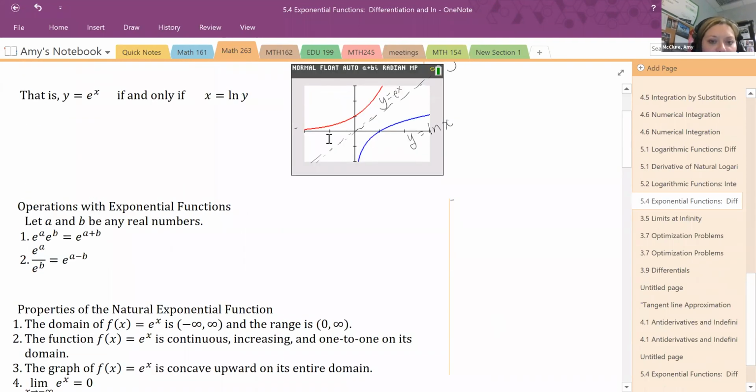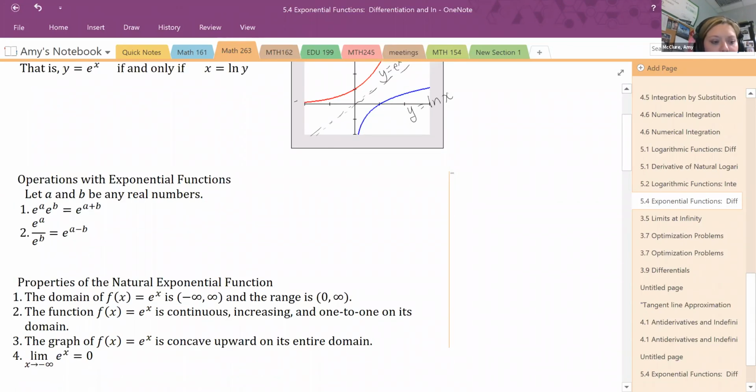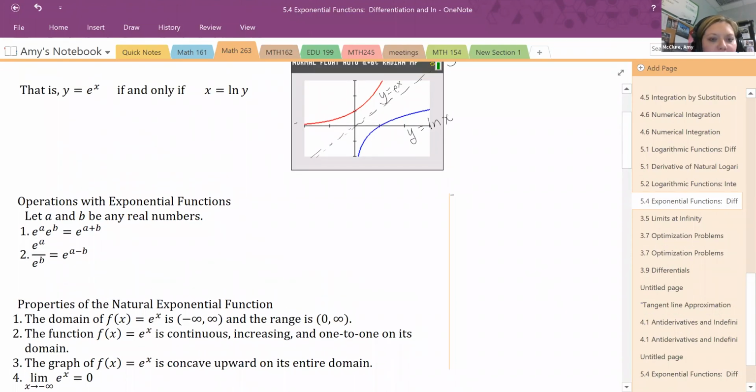This red function, e to the x, is always continuous, always increasing, and one-to-one. The graph of the natural exponential function is always concave up over the entire domain. And the limit of your function as x approaches negative infinity is continually getting closer and closer to 0.